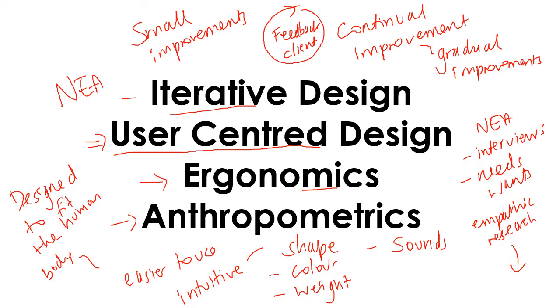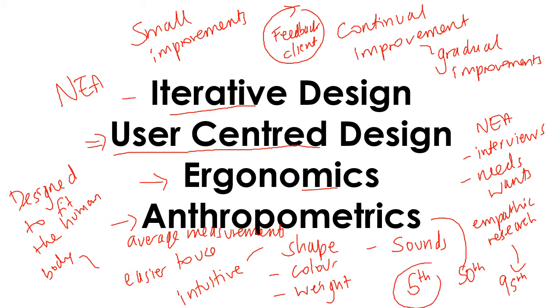And anthropometrics is the average measurements of the human body. So anthropometrics and ergonomics work together. In anthropometrics, you may have heard of the 5th, the 50th, and the 95th percentile. If it were talking about people's heights, the 5th percentile would be the shorter side, the 50th would be the average, and the 95th would be the taller end of the demographic.